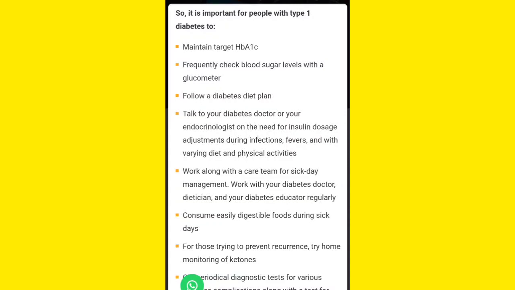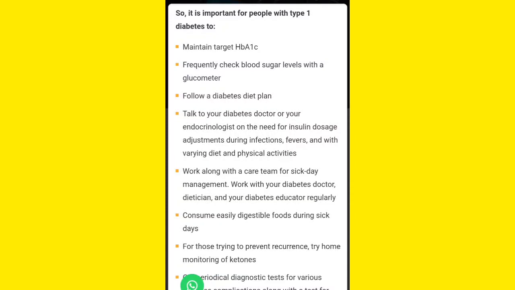Next, you must frequently do the blood sugar test. Other things I already told you, like follow a diabetic diet plan, consult your endocrinologist, consult your diabetic doctor often. Sometimes patients with type 1 diabetes consult their dietitian very infrequently, and that is why they get high blood sugar. They do not check the blood sugar often, and they also do not maintain the HbA1c. All these can actually lead to diabetic ketoacidosis, which is a serious condition and needs emergency management.